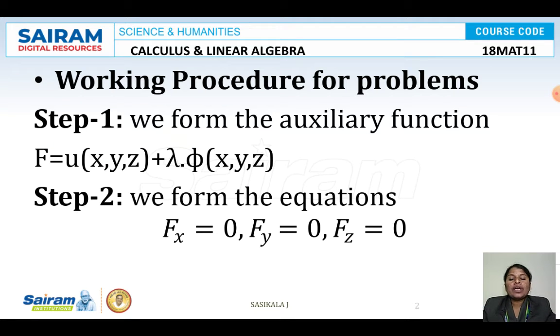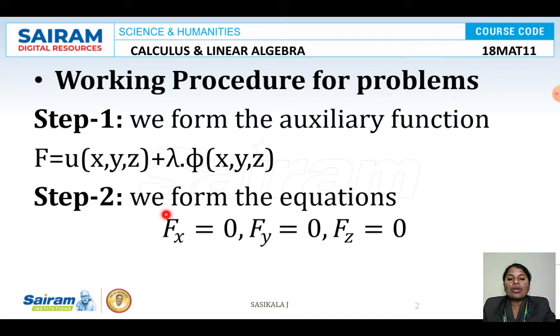The first step, we form the auxiliary function. The auxiliary function is capital F equal to u of x, y, z, plus lambda into phi of x, y, z. So the first step, you need to form an auxiliary function.